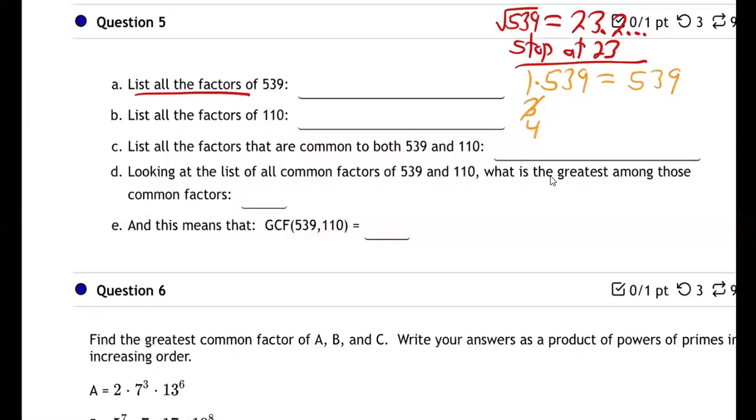So next, do I bother to try 4? I don't need to try 4, right? Because we already know 2 doesn't go in. 4 is just made out of 2 2's, so we don't need to bother with that. Let's go to 5. You can probably tell 5 doesn't go in because it doesn't end in a 5 or 0. I don't need to try 6, right? I don't need to try 6 because 6 is made out of 2 times 3. And I already know 2 doesn't go in.